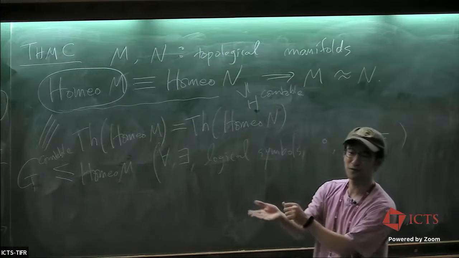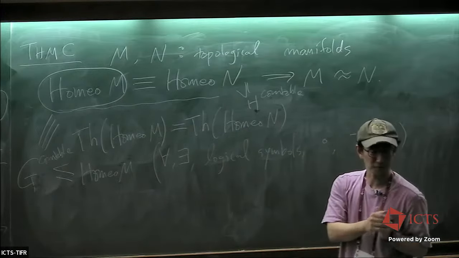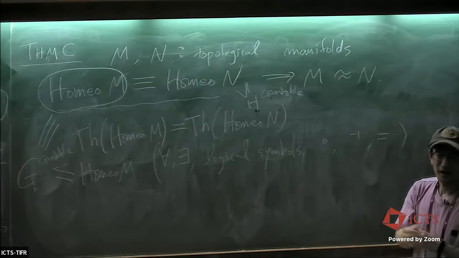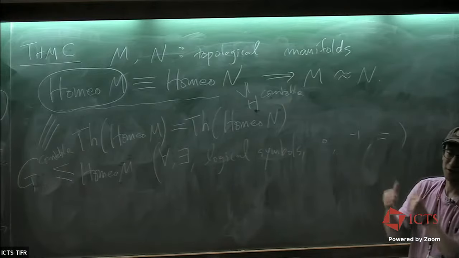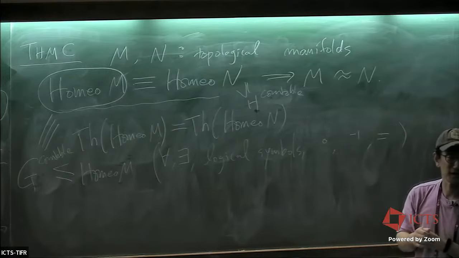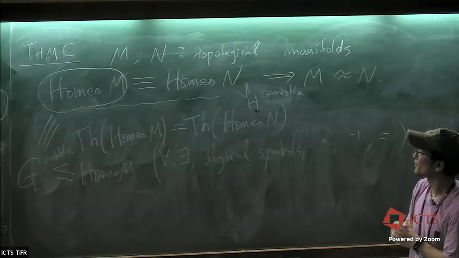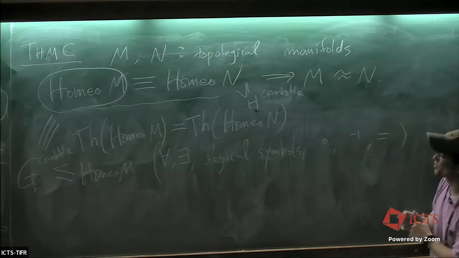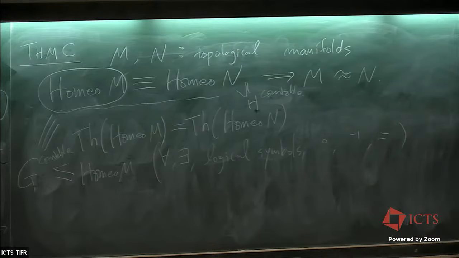So for each manifold, there's a countable subgroup. And these groups are group theoretically isomorphic if and only if the manifolds are homeomorphic. So that will be the corollary of this theorem. So hopefully I can talk a little bit about theorem C in the last part of my talks.